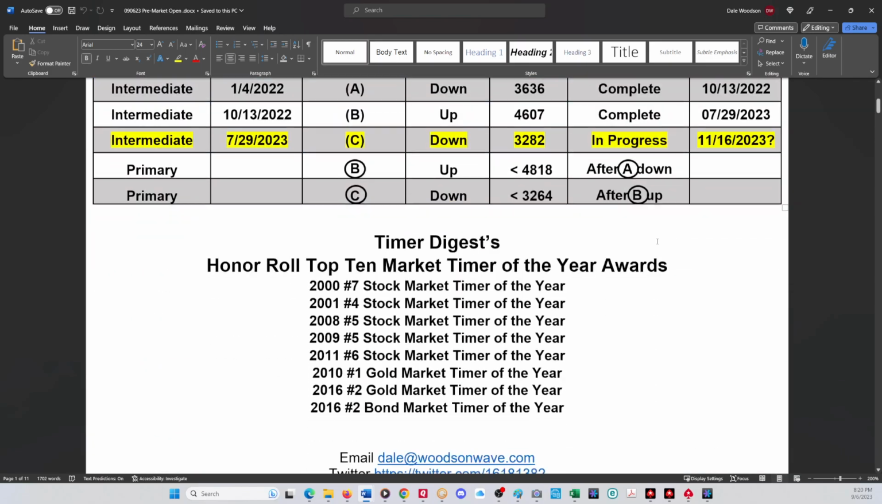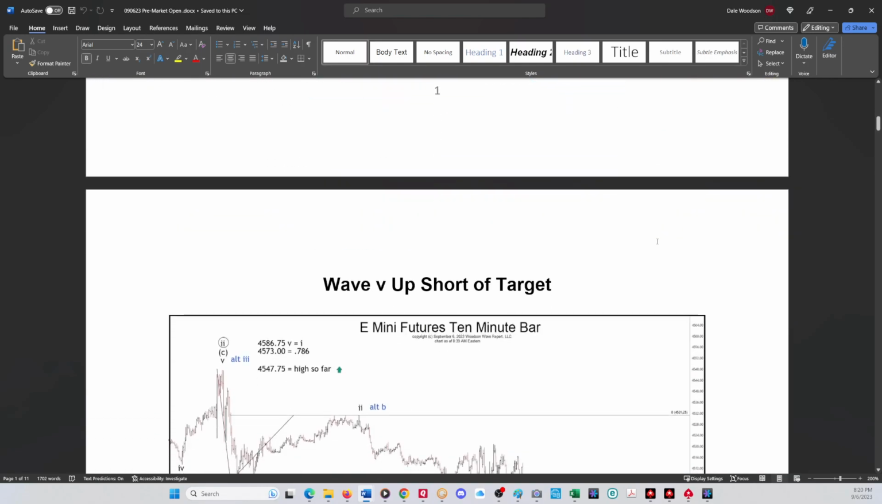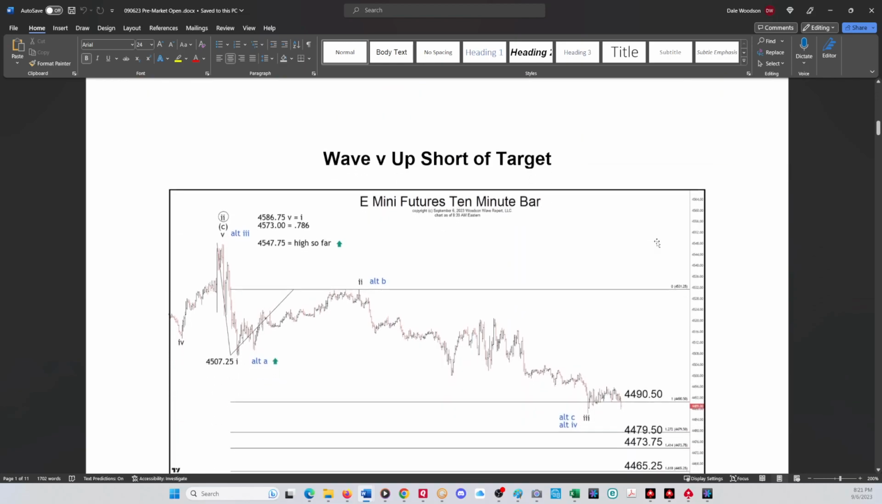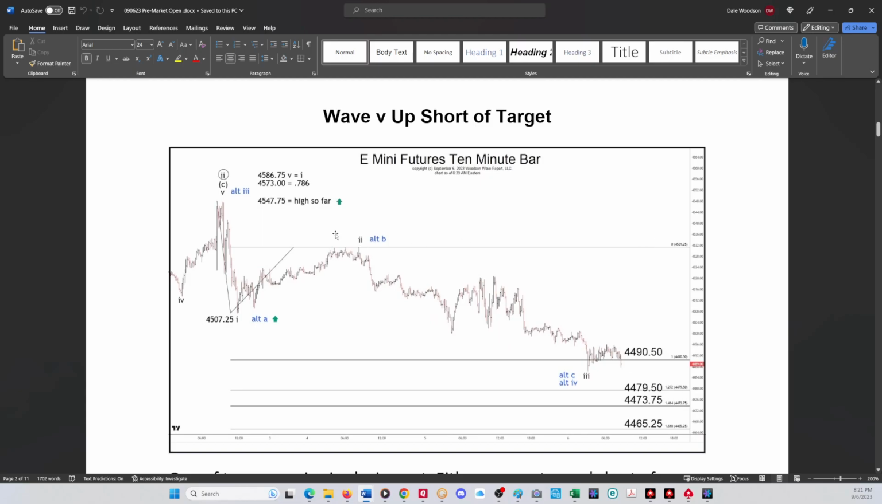Before the market opened early this morning, I believe it was an hour before the open, here's where we showed our wave 5 target. Here was 5 equals 1 at 45.8675. The 7.86 retracement for wave 2 was above at 45.73, and the market had put in a high so far of 47.75. We had a 1 down, a 2 up, and a 3.